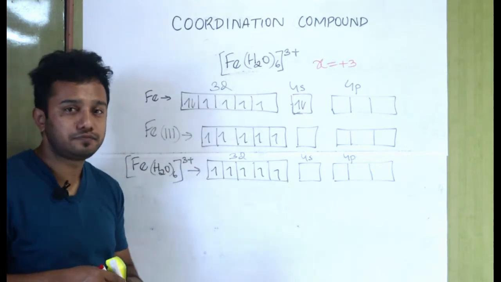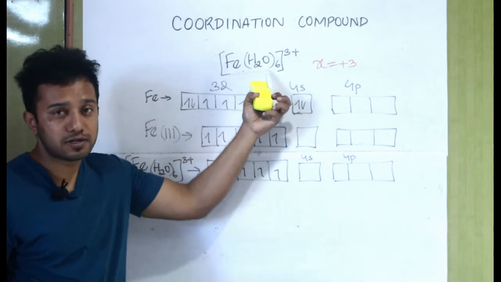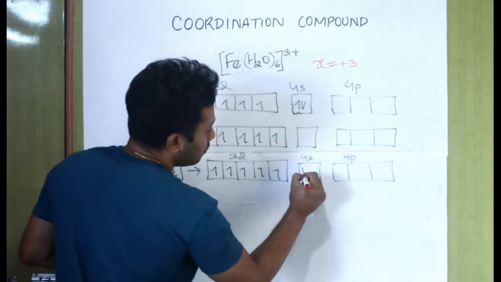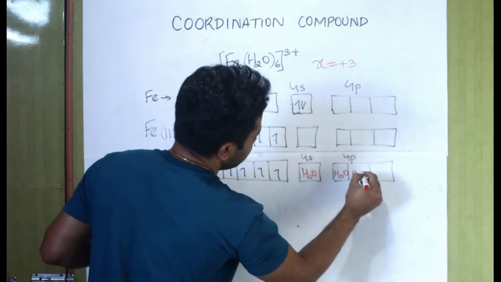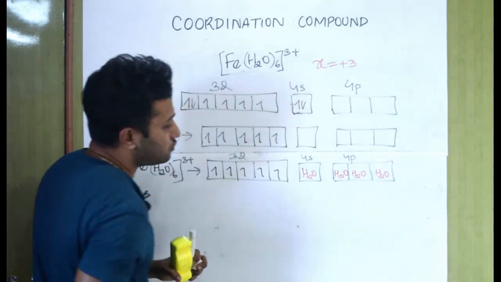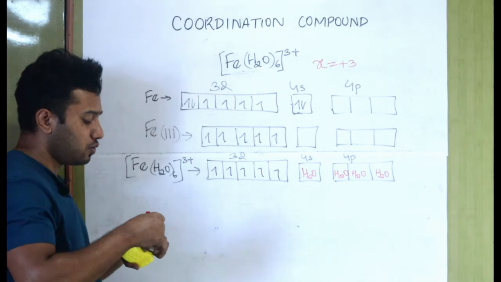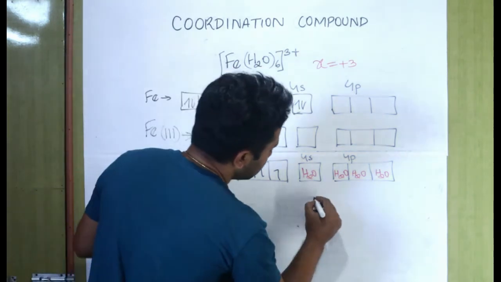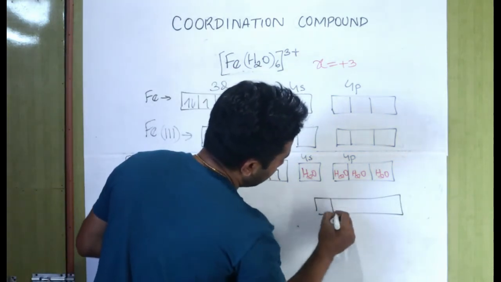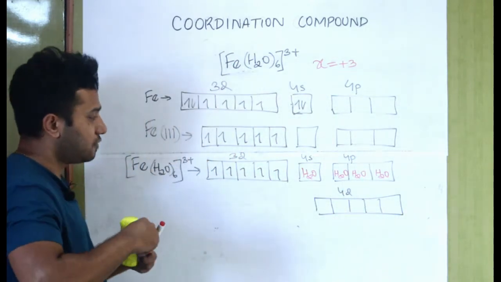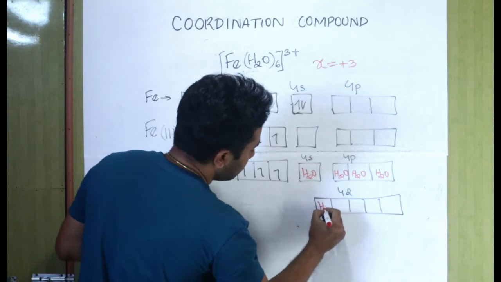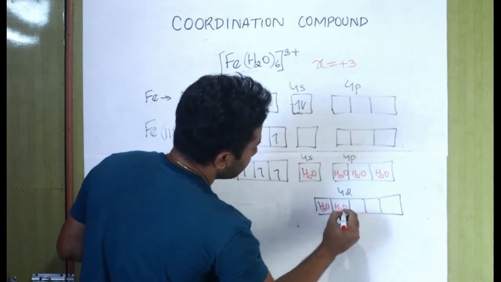And now, since we have 6 water molecules, so 1 water molecule, 2, 3, 4. Still we need 2 more. So we will make 1 more d orbital out here. Another d orbital, 4d. You make another 4d orbital and you put a water molecule out here.